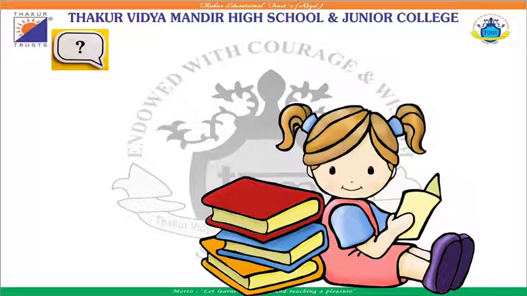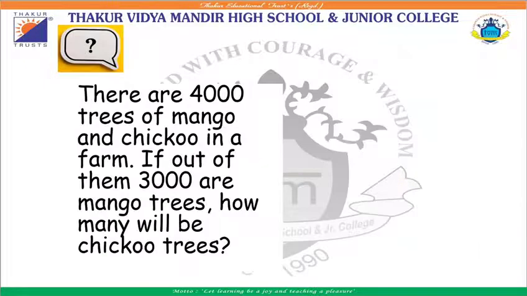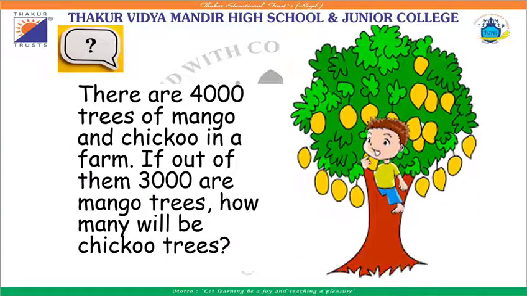Let us move to the next word problem. Write a subtraction problem with the answer 1000. See children, in this sum I am given that the answer should be 1000. So, I have to make my own word problem and choose the digits of my own choice. The only condition here is that the subtraction answer that I get after solving should be 1000. There are 4000 trees of mango and chiku in a farm. If out of them 3000 are mango trees, how many will be chiku trees?